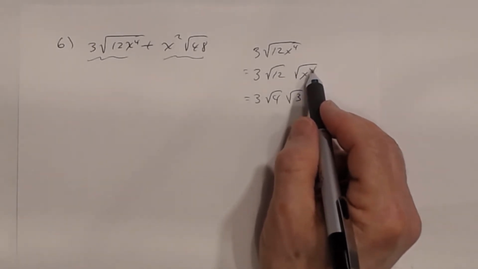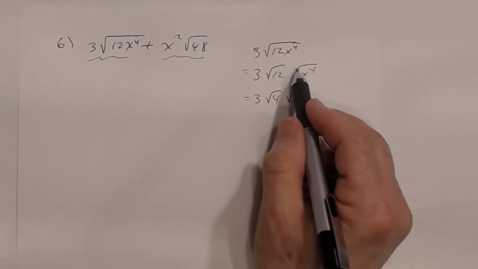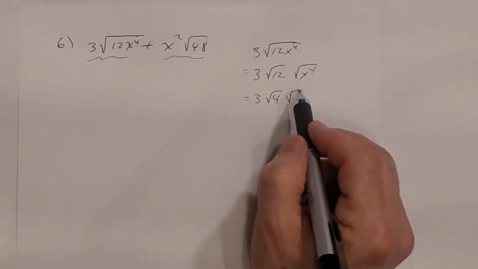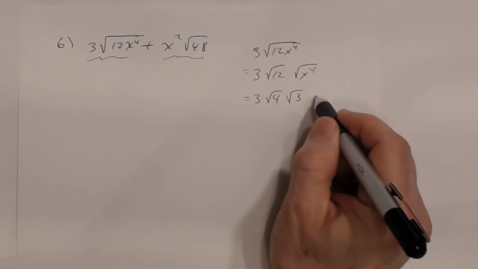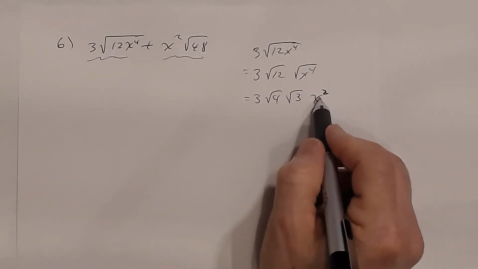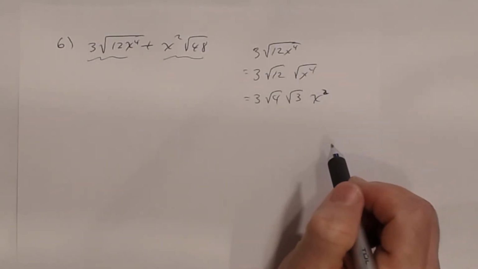Because 4, the exponent, is greater than or equal to the index 2. This is easy, though, because 4 is divisible by 2. So the square root of x to the 4th is just x squared. 4 divided by 2 is 2. And it kind of makes sense because x squared times itself is x to the 4th, the radicand.